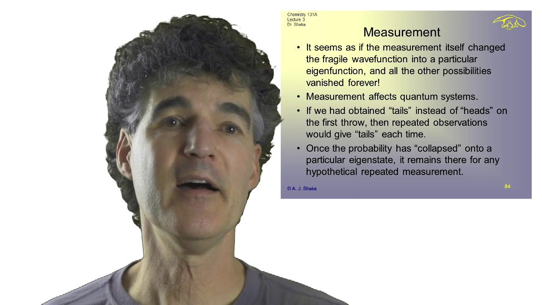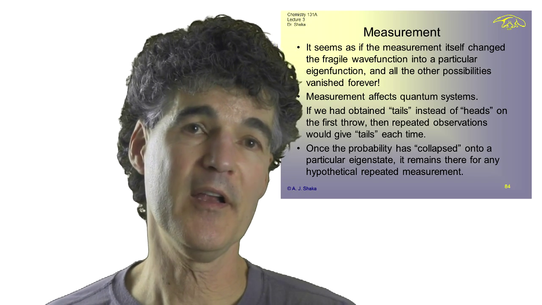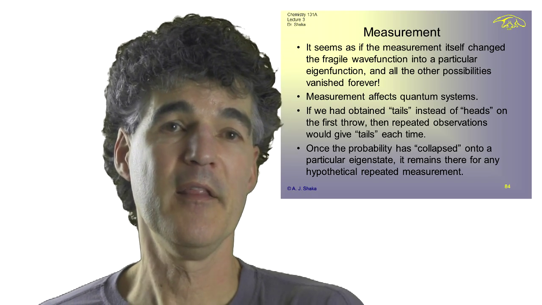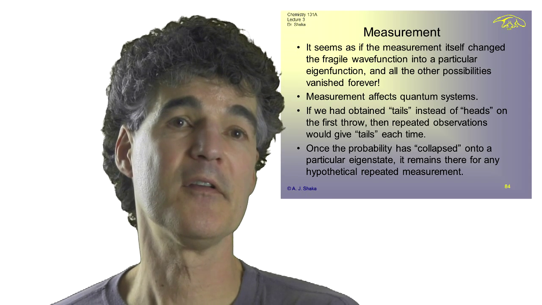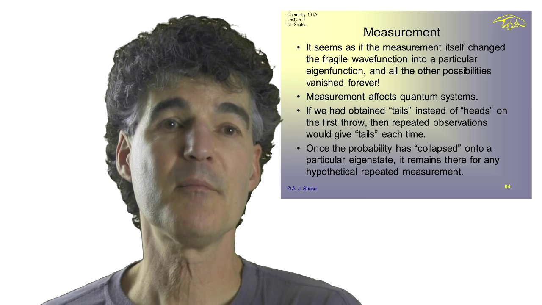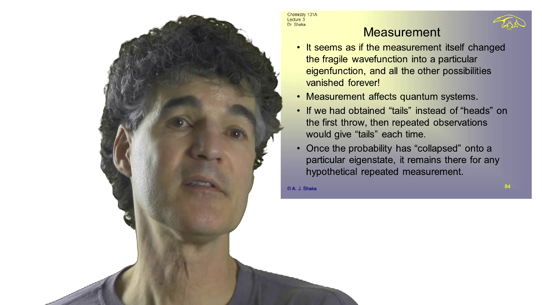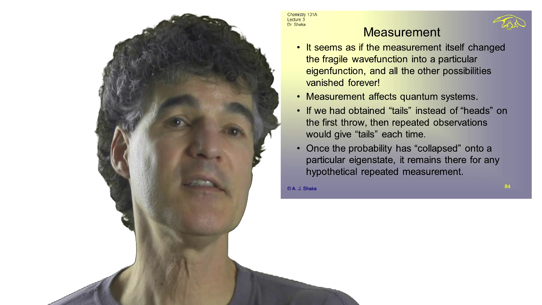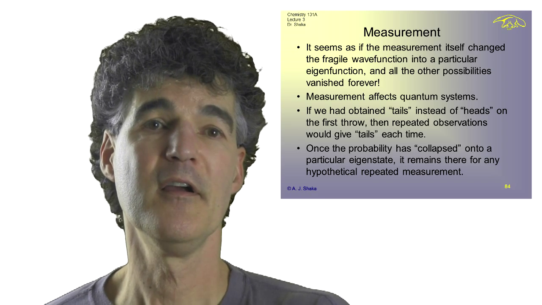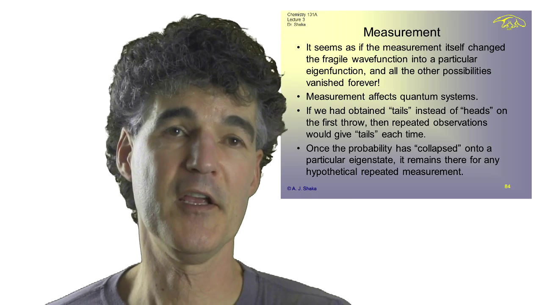So if we had obtained, let's say, go back to the coin, if we had obtained tails instead of heads on the first throw, then if we keep looking at it, it's tails. And so we get 50% probability, and it collapses onto a particular choice half the time, and once it has collapsed onto that particular choice, it remains there for any number of repeated measurements. It does not change.